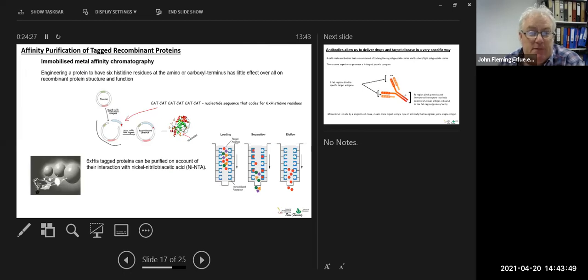Another application of this type of protein engineering, the addition of tags to recombinant protein, is used very frequently by the biopharma companies. So we have a company down the road here in Cork, BioMarin. It's using this in order to purify recombinant proteins that are going to be given to patients. It's based on what's called IMAC, or immobilized metal affinity chromatography.